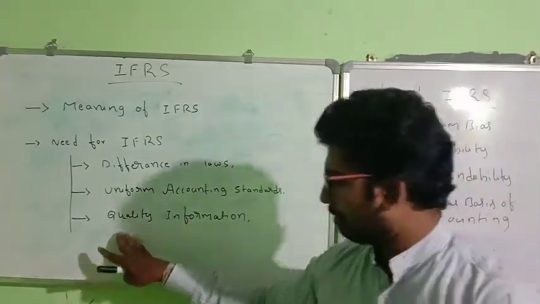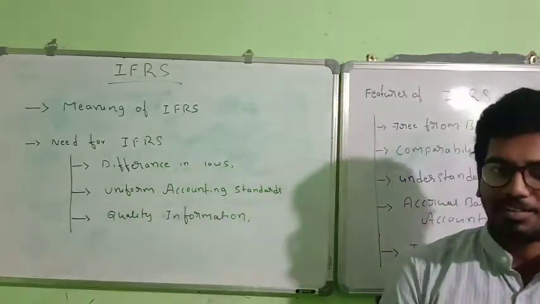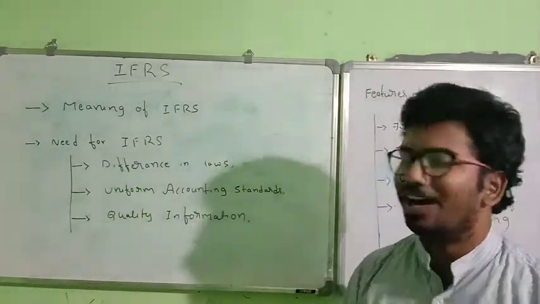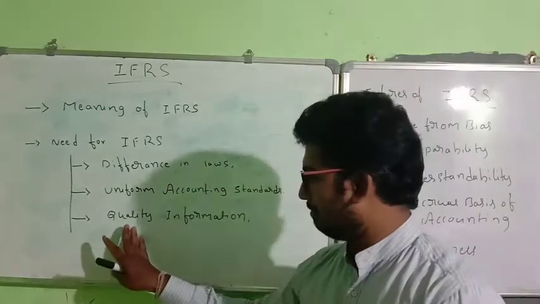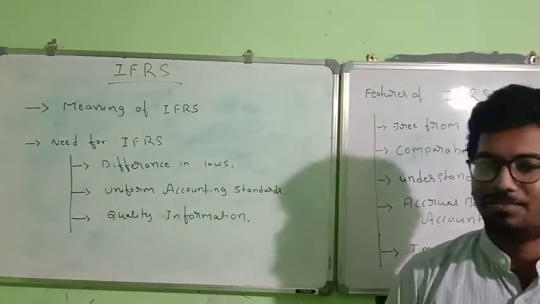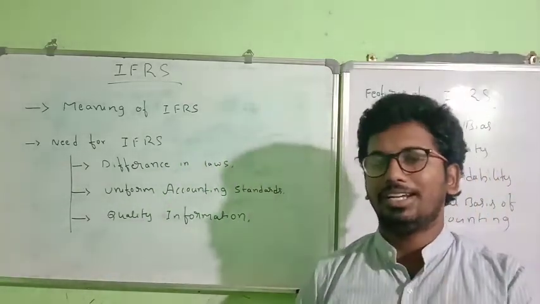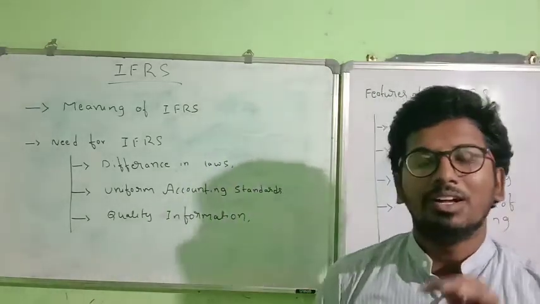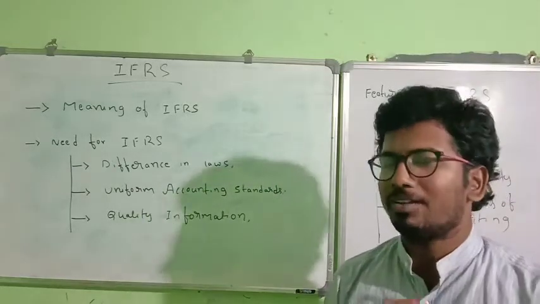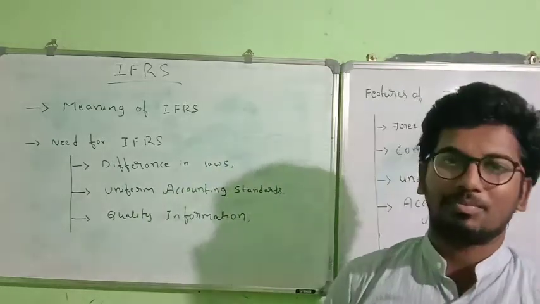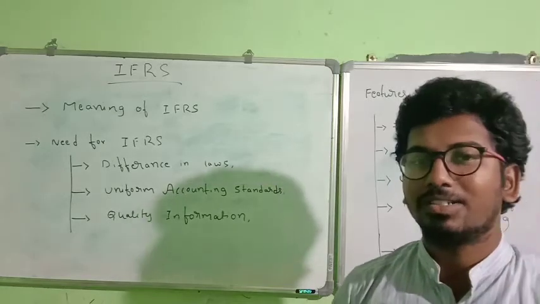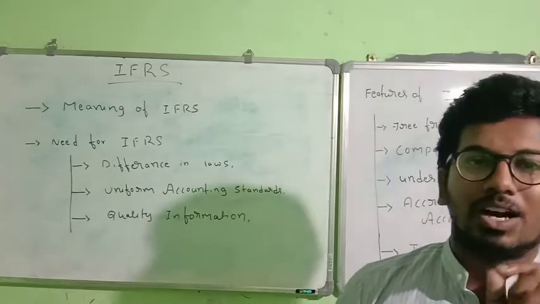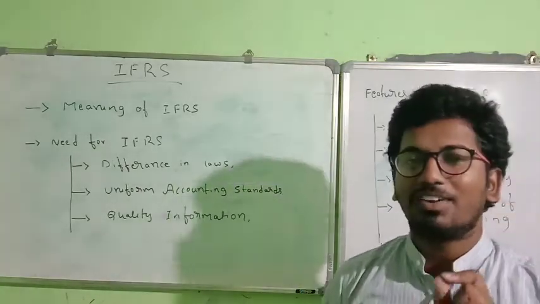Quality of information will not come with national accounting standards. That's why they are going for IFRS. That is what we call quality of information. When you implement IFRS for all listed public companies, those that are qualified, once you prepare the financial statements and financial reports, they will be accepted across the world.